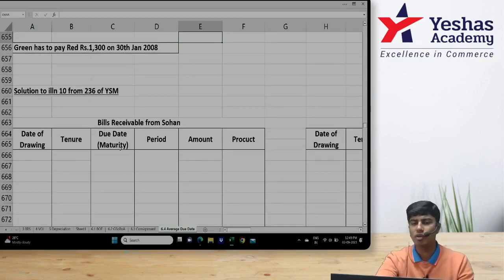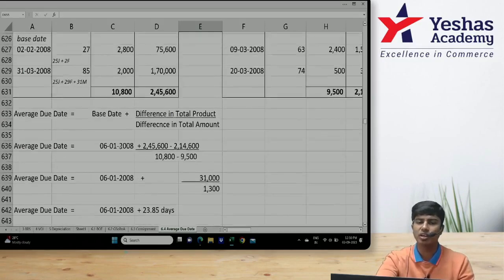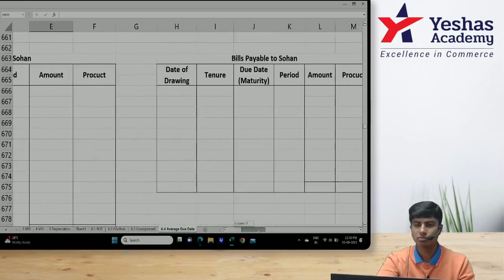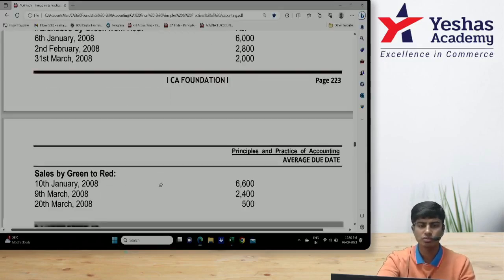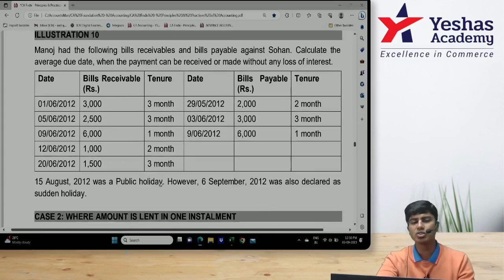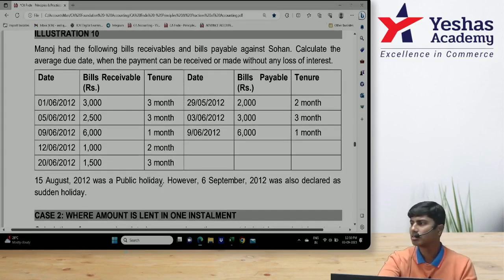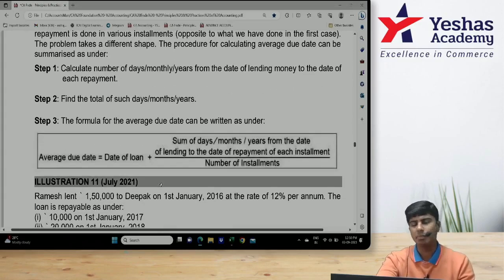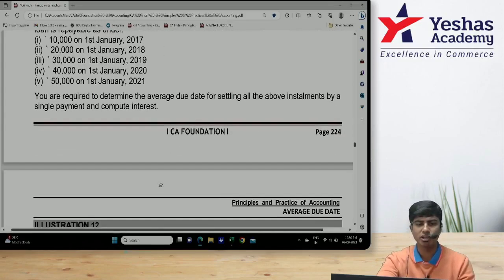10th one. Can I give homework? Same to same like 9th one. Manoj and Sohan. Very similar? Yes or no? Okay. Last concept for the day.